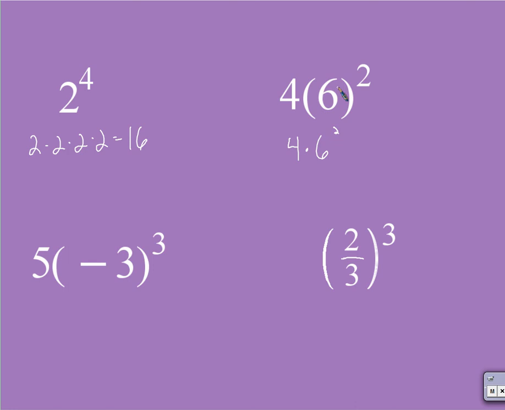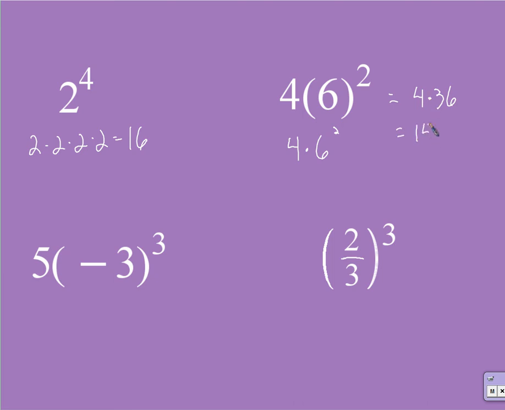Here, it might be a little more confusing. Should I multiply 4 times 6 and then square it? Should I take 6 to the second and then multiply by 4? Well, there is an order of operations. We'll talk about that next time, but we should be taking 6 to the second power, because I very clearly marked it off in parentheses. I put a big fence around 6 and said, this is the number. Make that to the second power. Multiply these together. What do we get? 4 times 36.